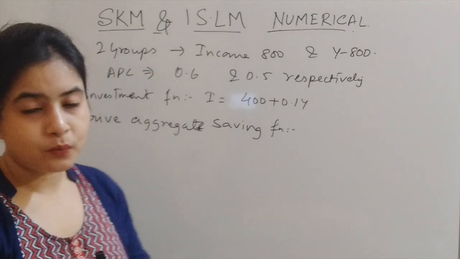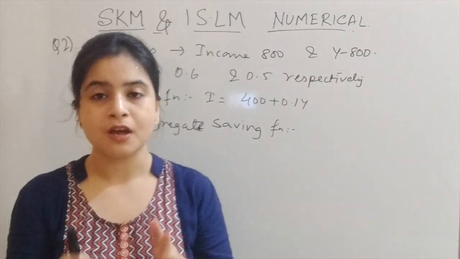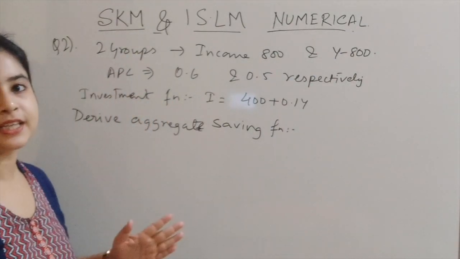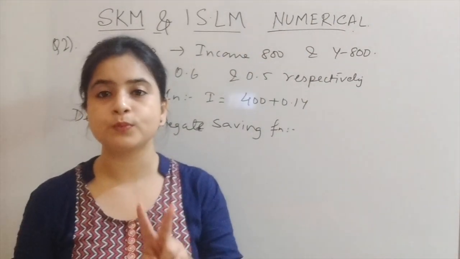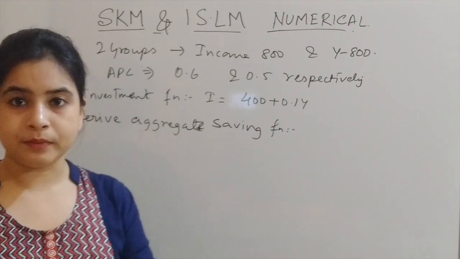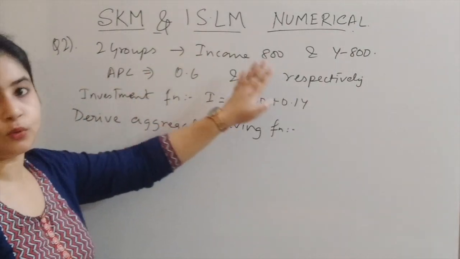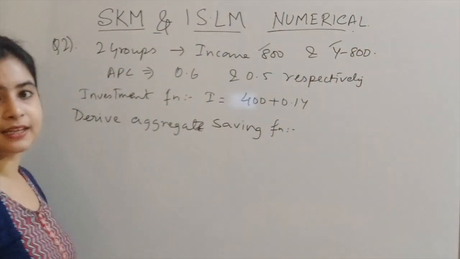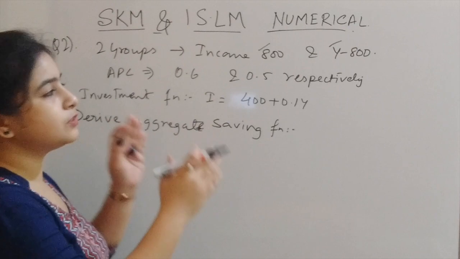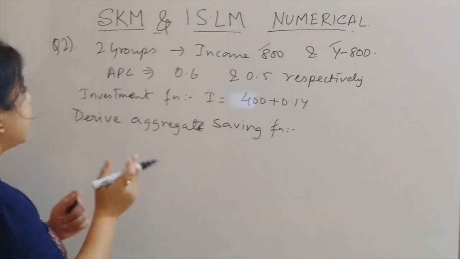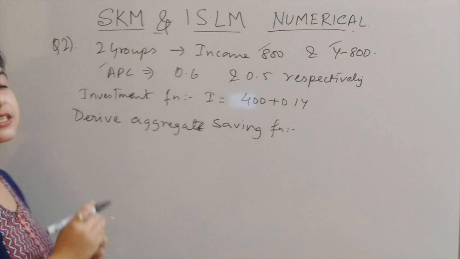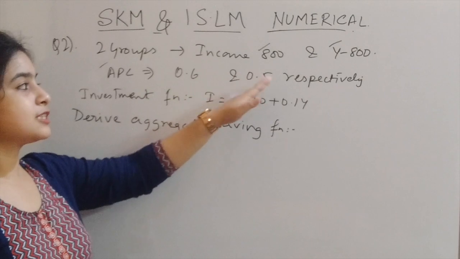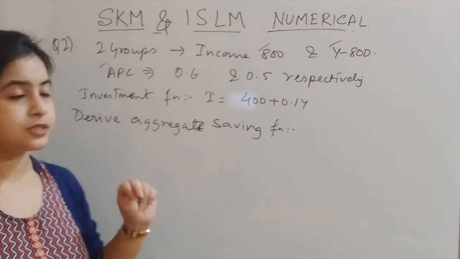I have written the gist of the question. I'm going to give you the whole description verbally. Try to listen to it very carefully. Okay, so here the question says that in this economy there are two groups of people, group A and group B, let's say. So the incomes of both groups they have provided us, that is 800 and y minus 800, the incomes of the two groups respectively. And they have also provided us with APC. APC stands for the average propensity to consume, and that is 0.6 and 0.5 respectively for the two groups.